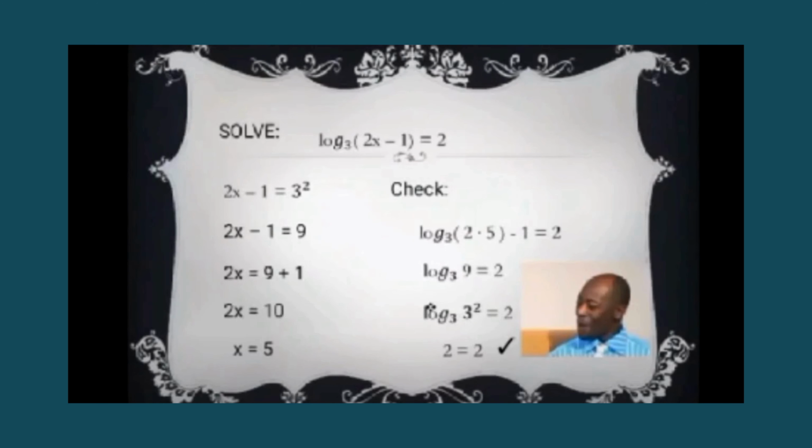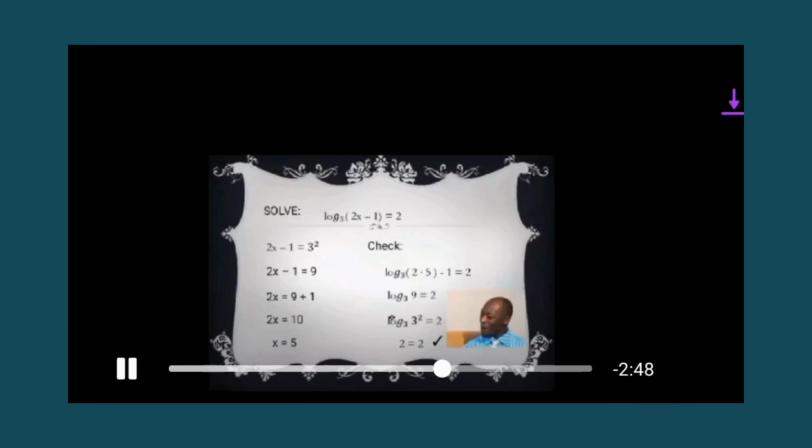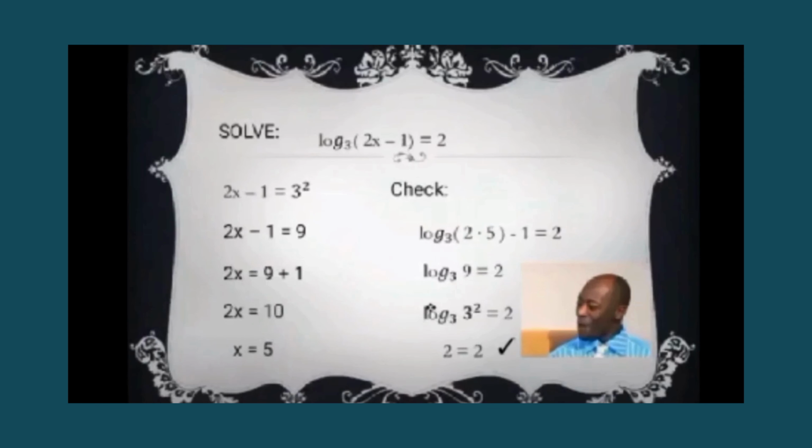So another one is log of the quantity 2x minus 1 with a base 3 is equal to 2. So 2x minus 1 is equal to 3 squared. Then 2x minus 1 is 9. So 9 plus 1 is 10. So we can divide both sides by 2. So 2x divided by 2 is equal to x, then 10 divided by 2 is equal to 5. So our x is 5.